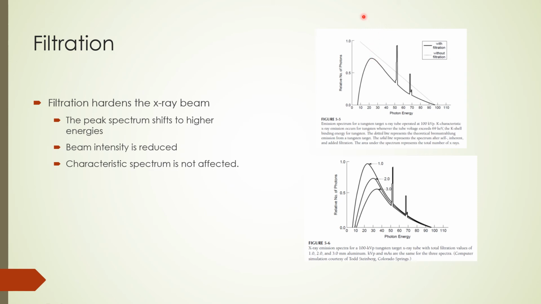The bottom figure shows how different amounts of filtration affect the beam spectrum and intensity. More filtration reduces intensity and shifts the peak of the spectrum to higher energies. Notice that the characteristic spectrum is unaffected by the aluminum filtration.